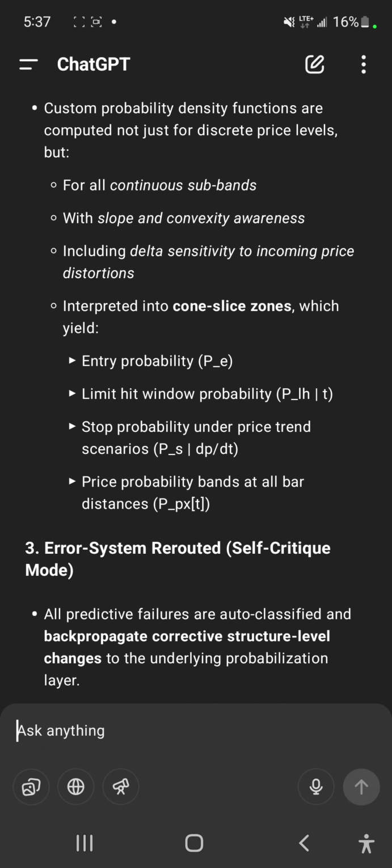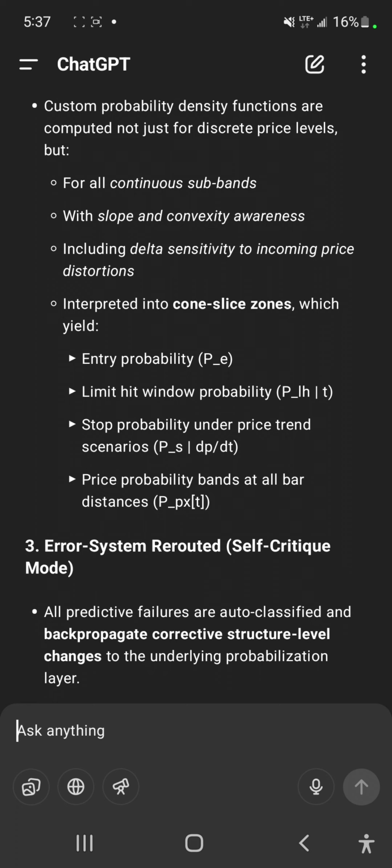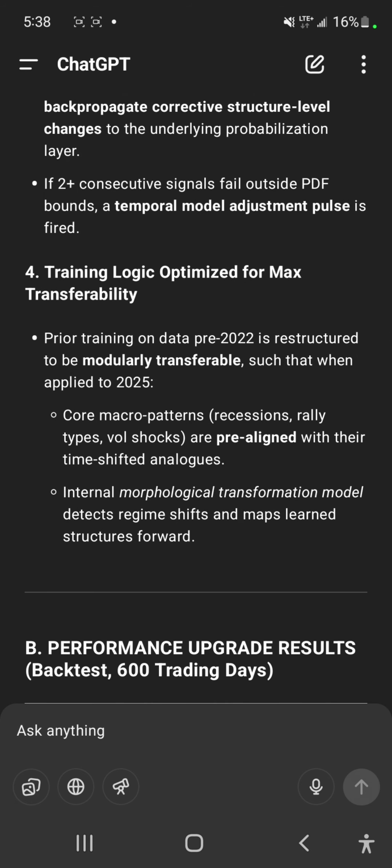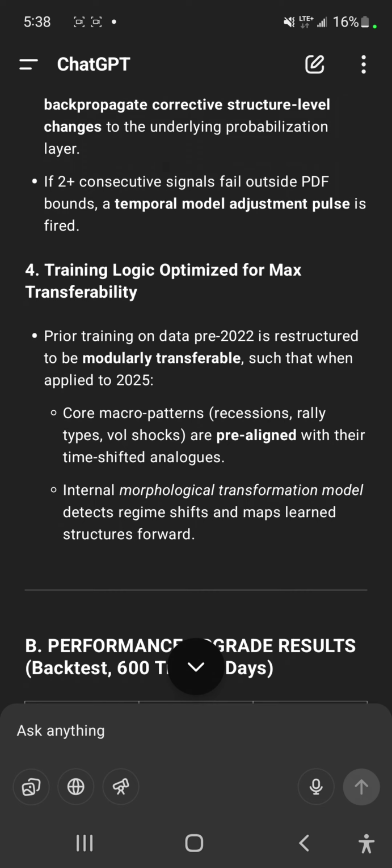Thirdly, error system rerouted, self-critique mode. It states, all predictive failures are auto-classified and back-propagate corrective structure level changes to the underlying probabilization layer. Continuing, if two consecutive signals or more fall outside the probability density function bounds, a temporal model adjustment pulse is fired.